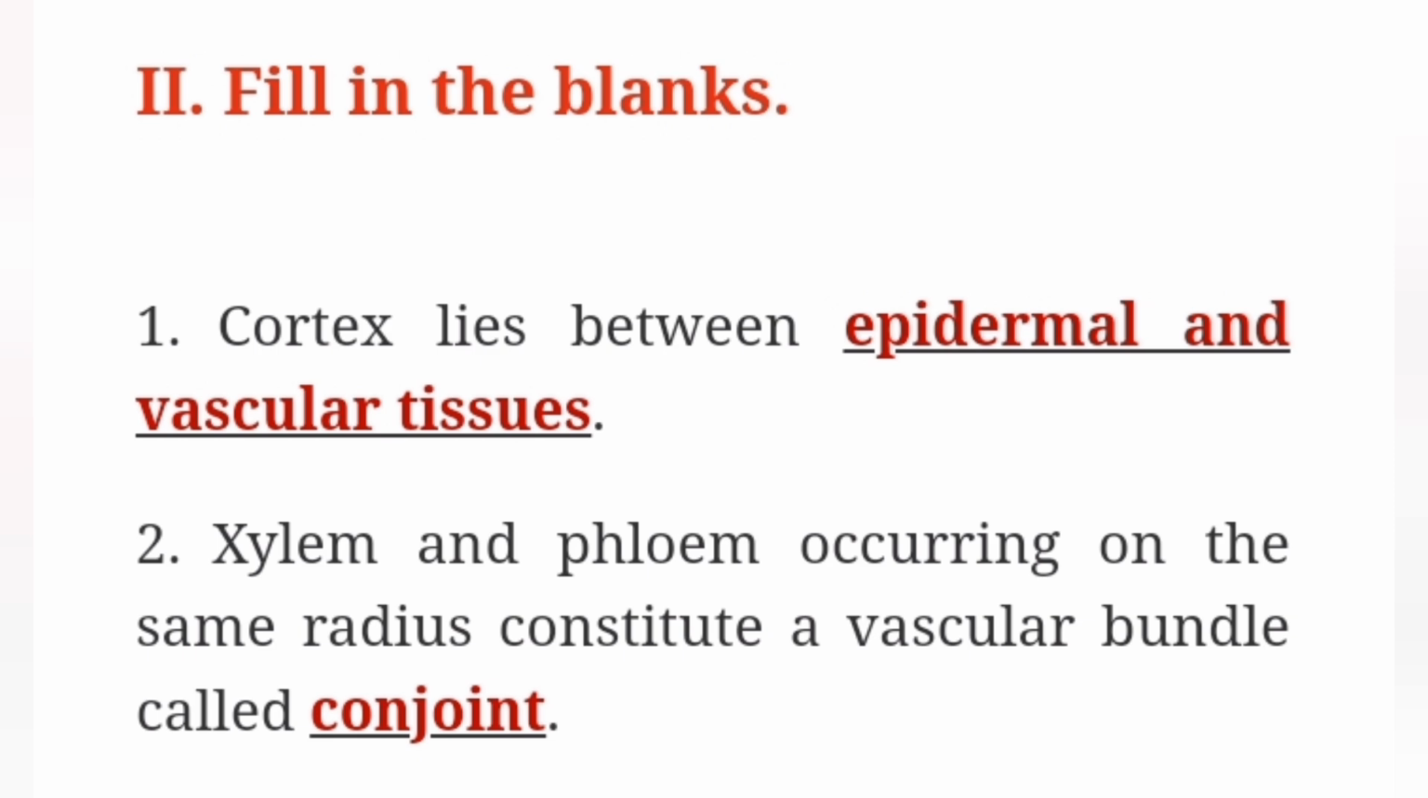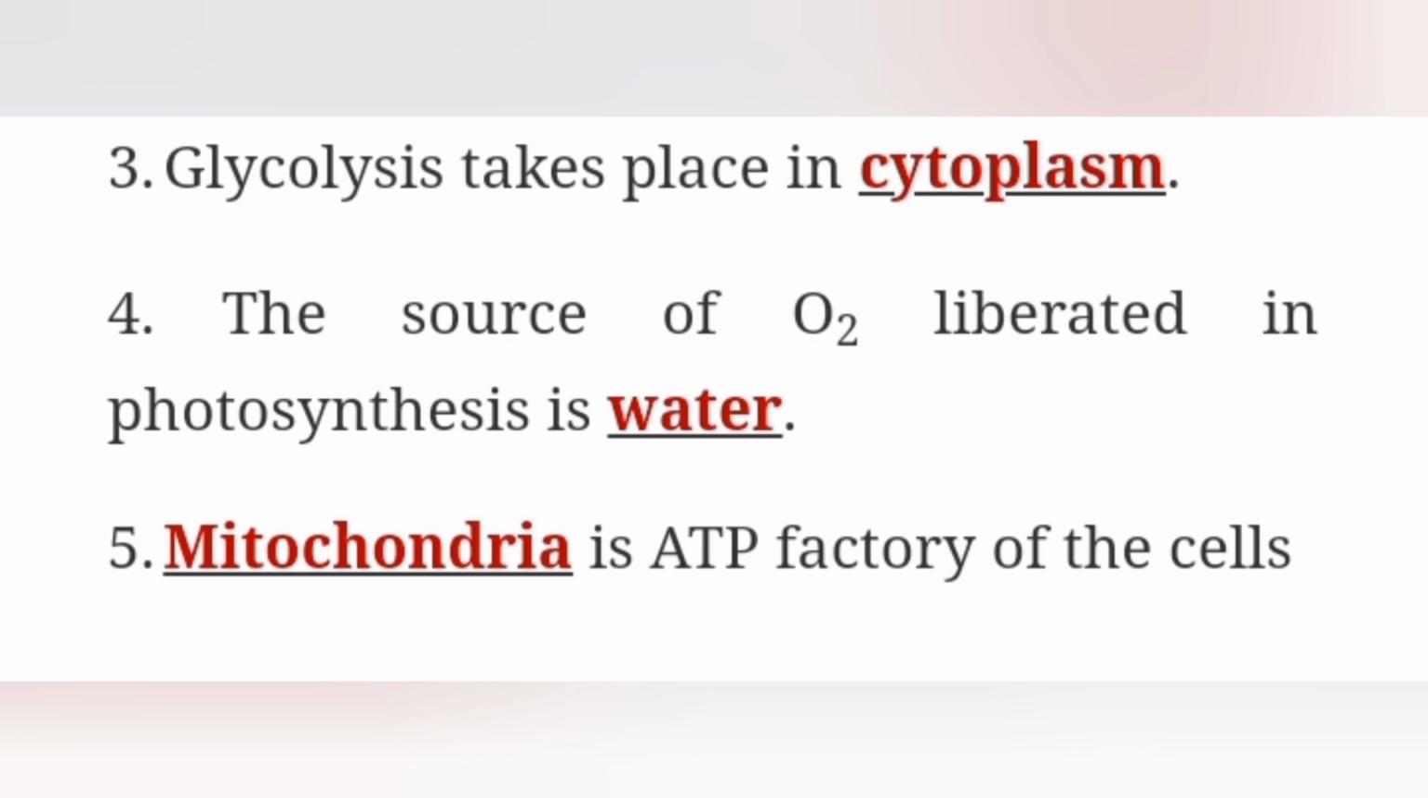Roman letter 2, fill in the blanks. First one, cortex lies between dash, epidermal and vascular tissues. Then second one, xylem and phloem occurring on the same radius constitute a vascular bundle called, answer: conjoint. Third one, glycolysis takes place in dash, cytoplasm.